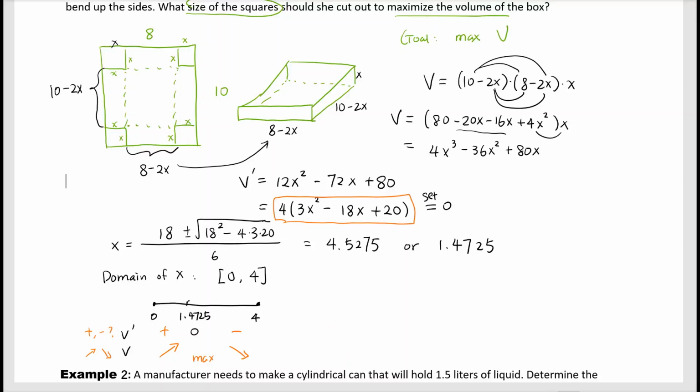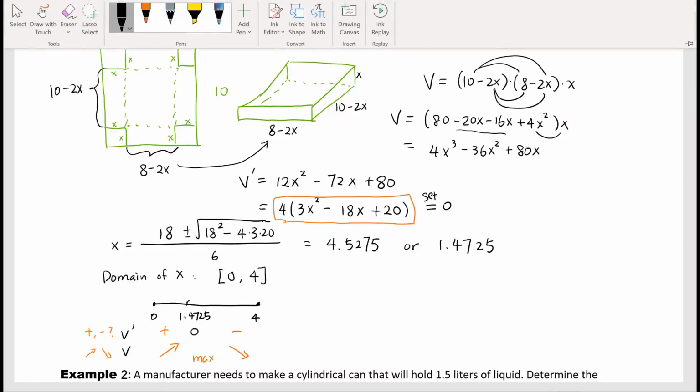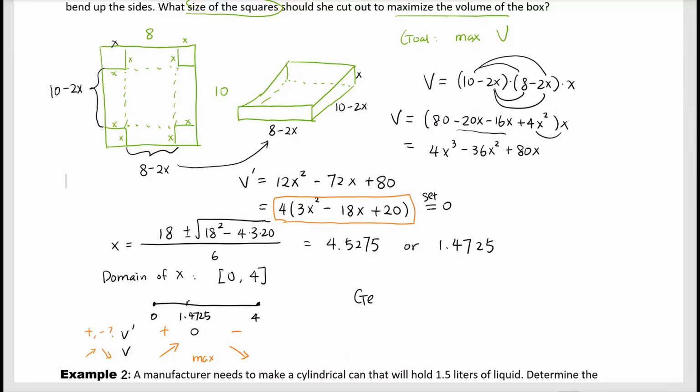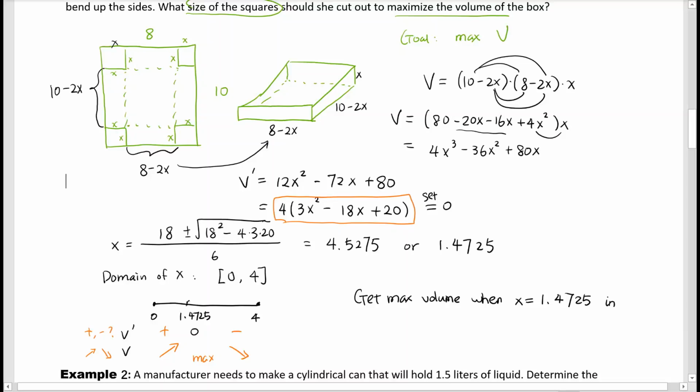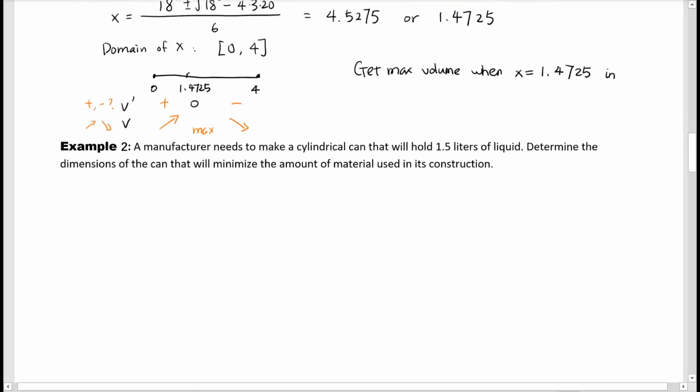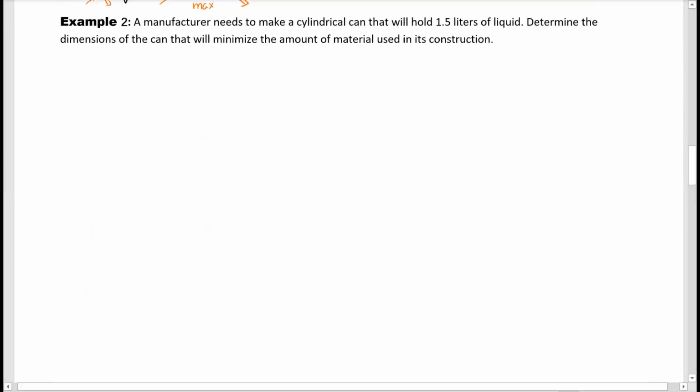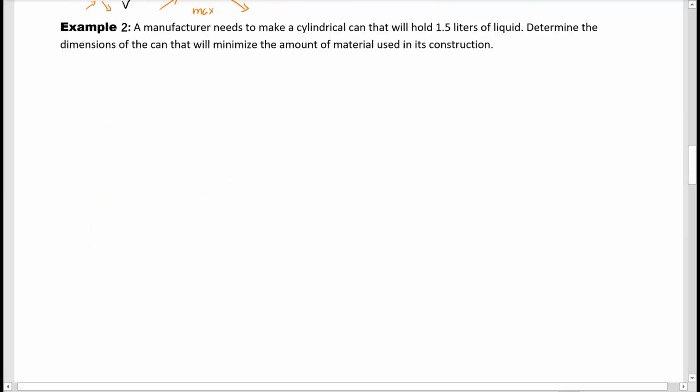Alright, so that's why we can answer a problem like we get maximum volume when my x is 1.4725 inch. Okay, so that answered the problem. What size of the square should I cut out to maximize the volume of the box? All right. Okay, how about you pause here and try to work on example 2? Are you done?